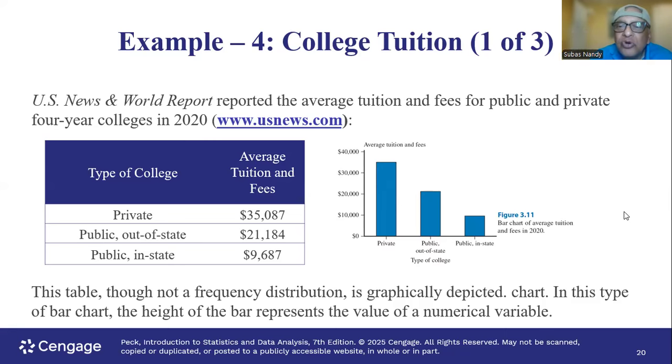So the point to note: the height of each bar is equal to the average tuition and fees. So the vertical axis is average tuition and fees. Again, you can use Excel to do this type of chart.